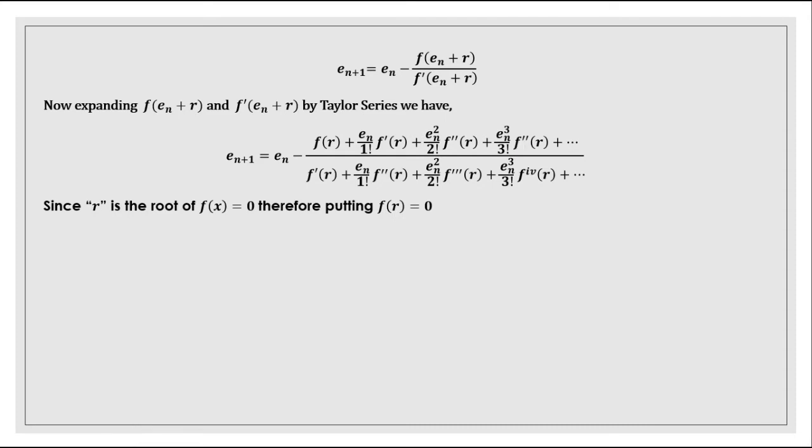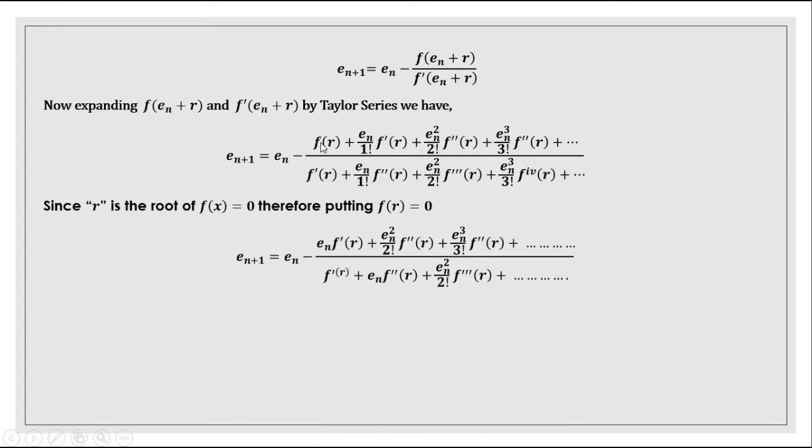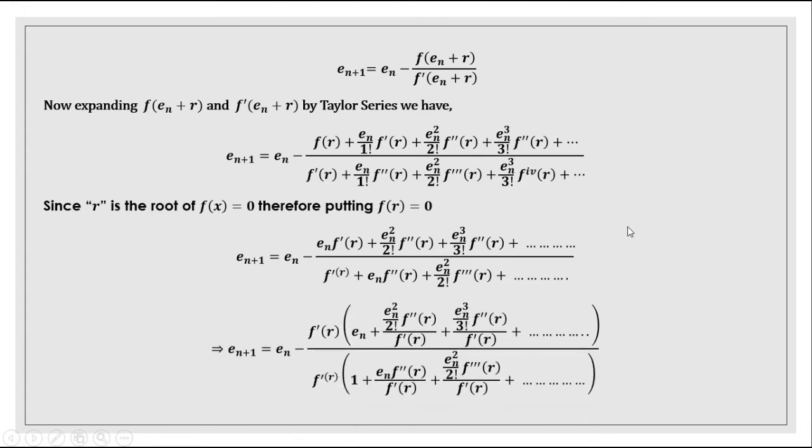Since r is the root of f(x) = 0, the simple root or the exact root of the function, f(r) must be 0, so this term will become 0. After substituting f(r) = 0, we will get this. And after taking f'(r) common from all these terms, what will we get?